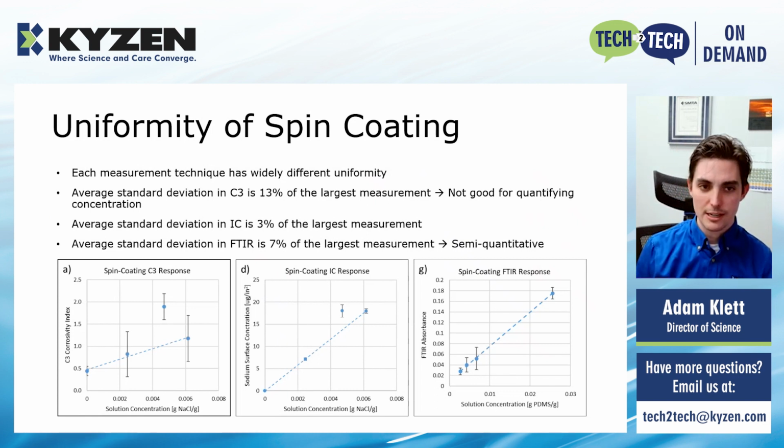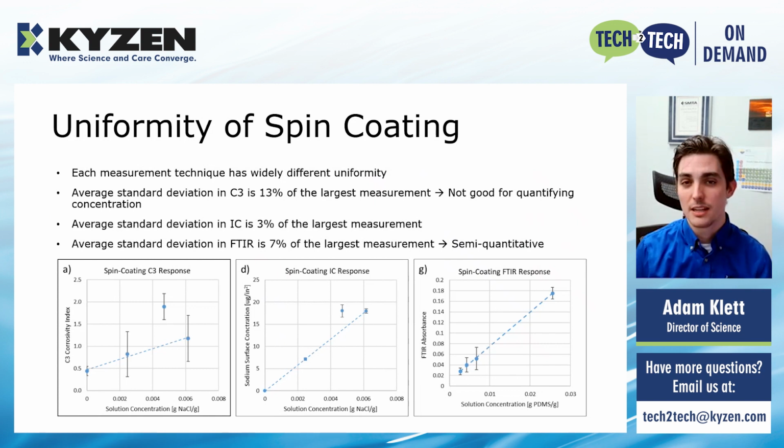For example, the average standard deviations, or those error bars in the C3 results, are about 13% of that largest measurement. Now, that's pretty big, but that makes sense because C3 is not really designed or good for quantifying concentrations of solutions. It wasn't designed to do that, and no one uses it for that. So that makes sense. However, if we take those exact same solutions and analyze them via IC, we see that the standard deviation is only about 3% of that largest measurement. So it's much smaller.